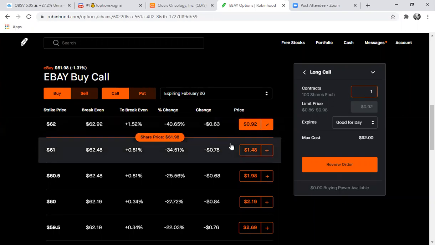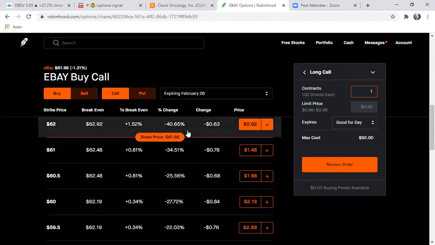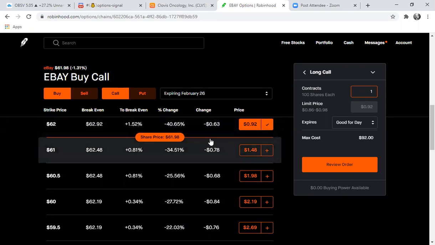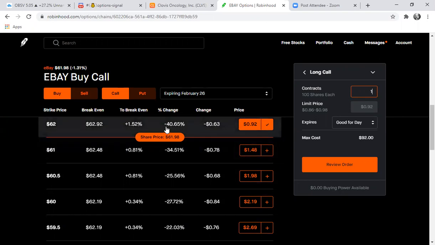It's up to you. Some people just do straight options. I don't recommend that, but it's completely up to you what you do with your account. All right, and that's it as far as trading options.